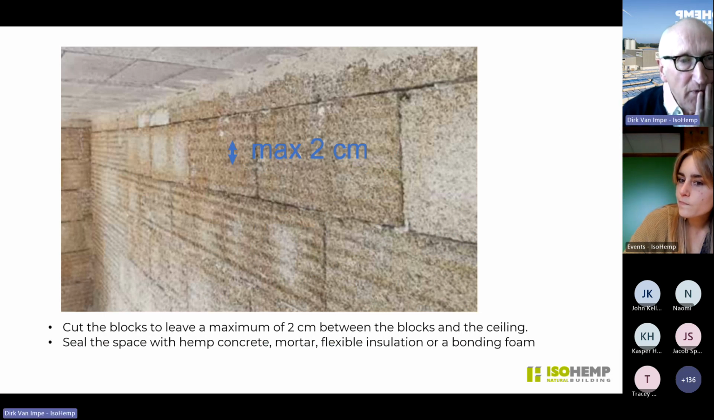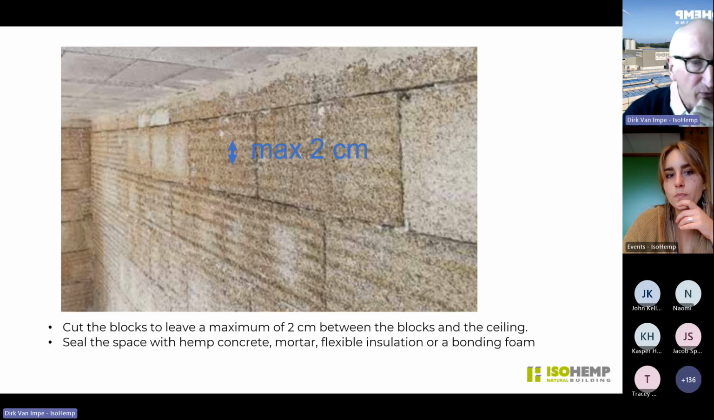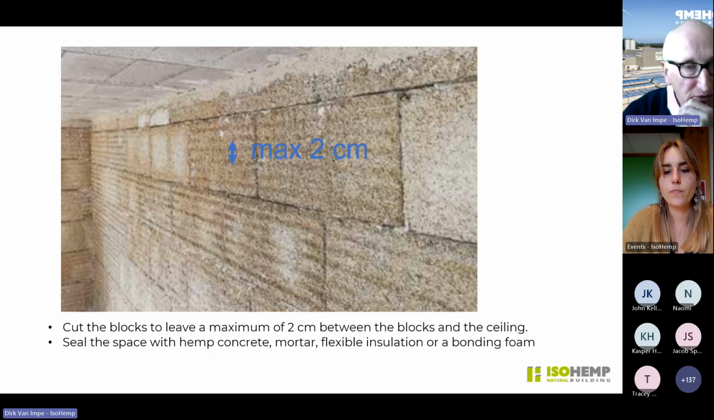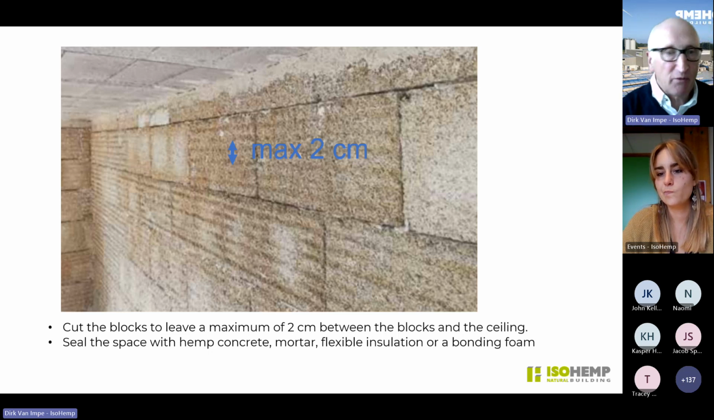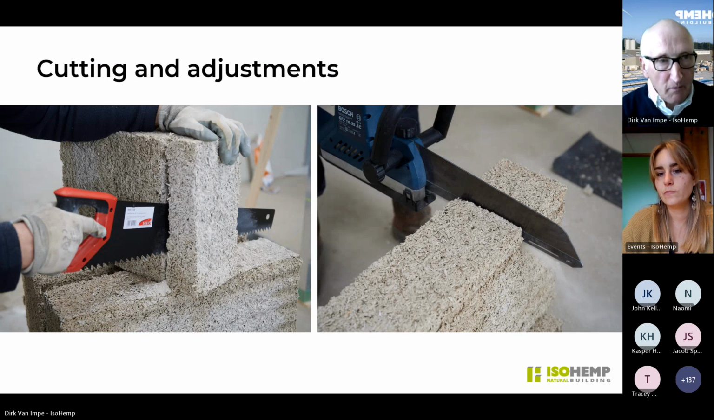At the ceiling, you leave maximum 2 centimeters, and then you can fill it with hempcrete or with a flexible insulation or with a bonding foam. But not more than 2 centimeters of joint, and then the last centimeters you fill it with hempcrete or flexible insulation.